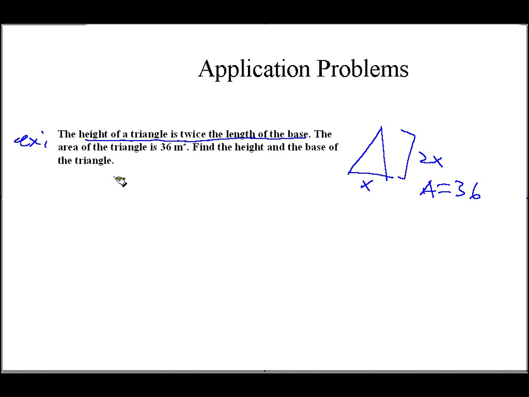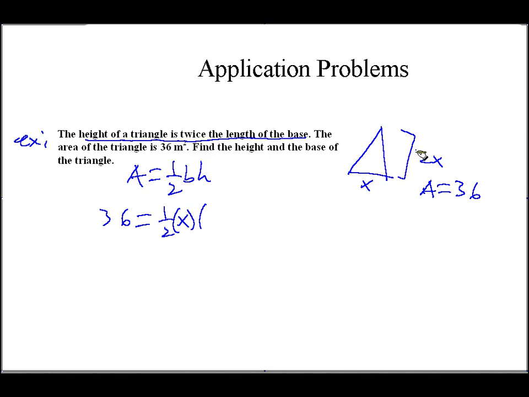Do we remember the formula for the area of a triangle? The area of a triangle is half the base times the height. Are you with me on that? Okay, let's plug it in. The area is 36, so 36 is equal to one half times the base, which is x in this case, so times x.